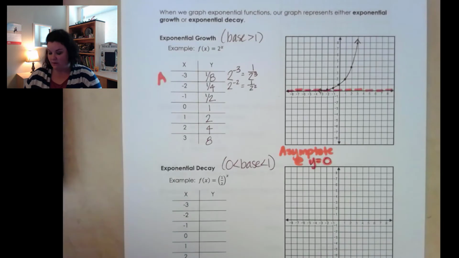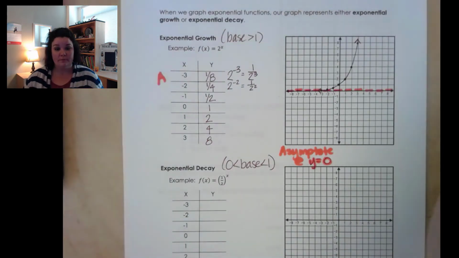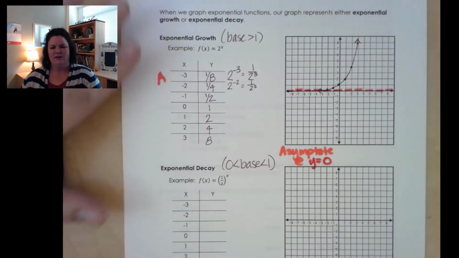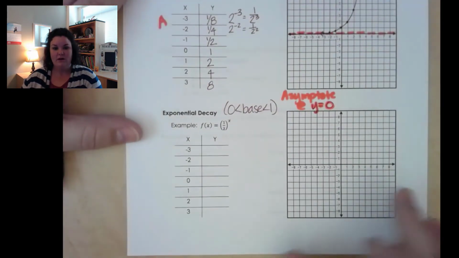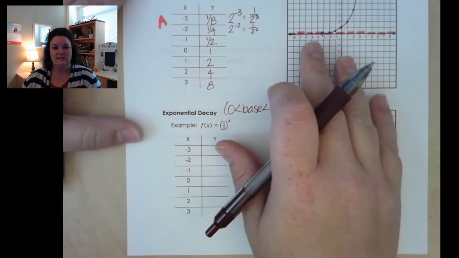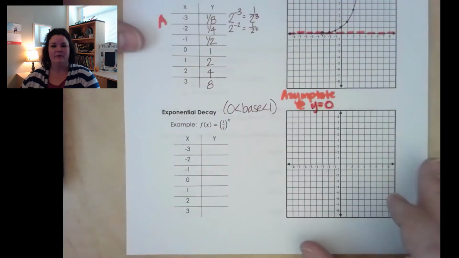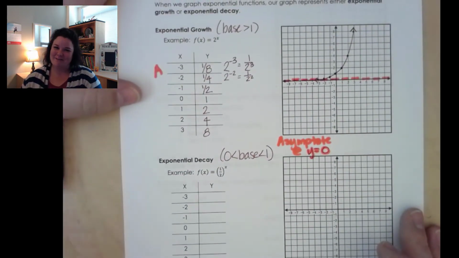All right, so let's look at another one. Let's look at one that has a smaller base, between 0 and 1, and see how this graph will differ from the one we just did. Oh, I forgot to do domain and range. Just kidding. Let's look at this graph again.